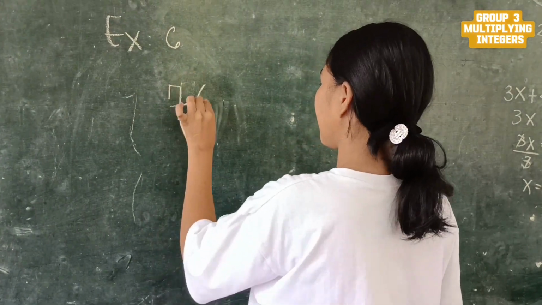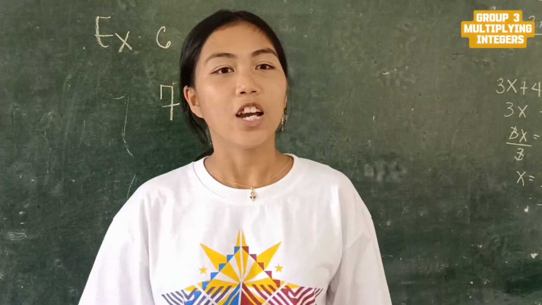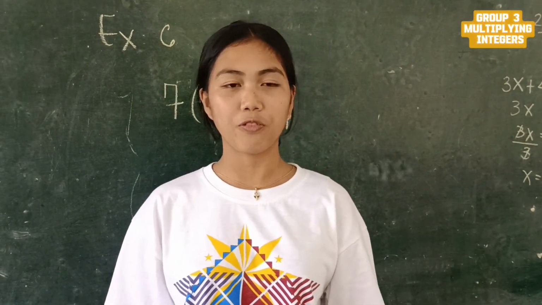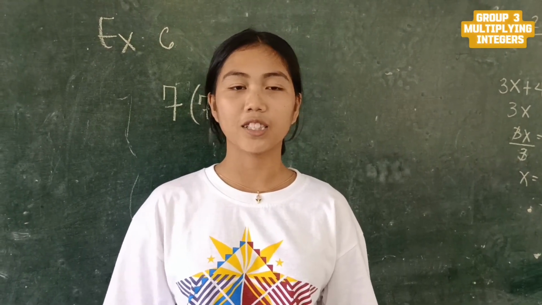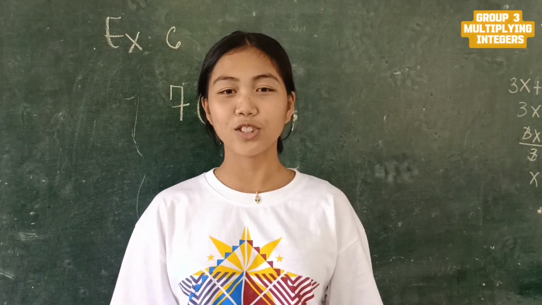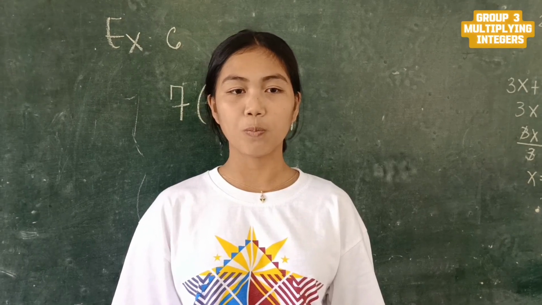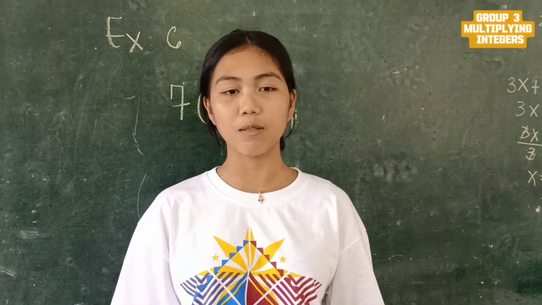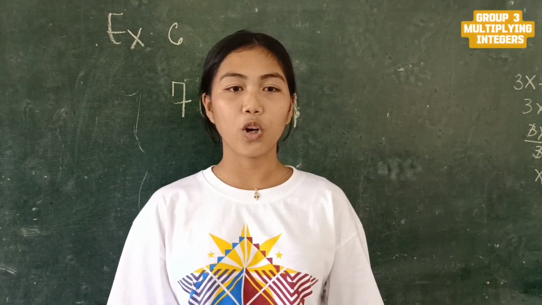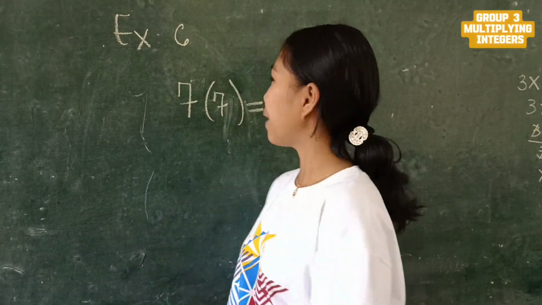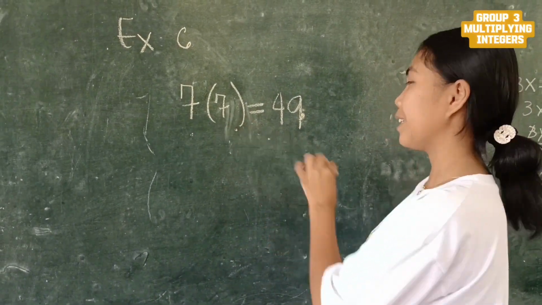Example number 6. 7 multiplied by 7 equals 49. If the numbers have the same sign, we will follow rule number 1. Positive multiplied by positive, the product is always positive. It is also the same as negative multiplied by negative. Therefore, positive 7 multiplied by positive 7 is equal to positive 49.